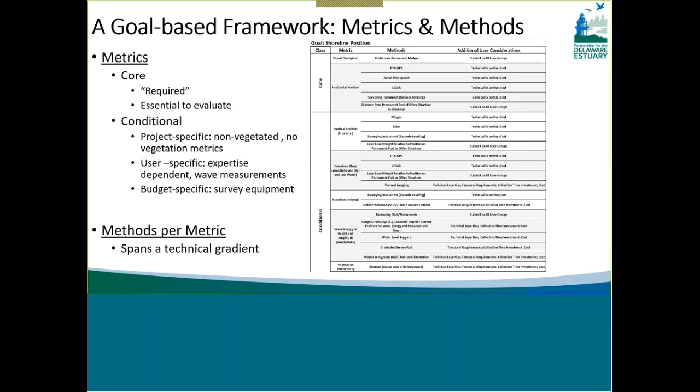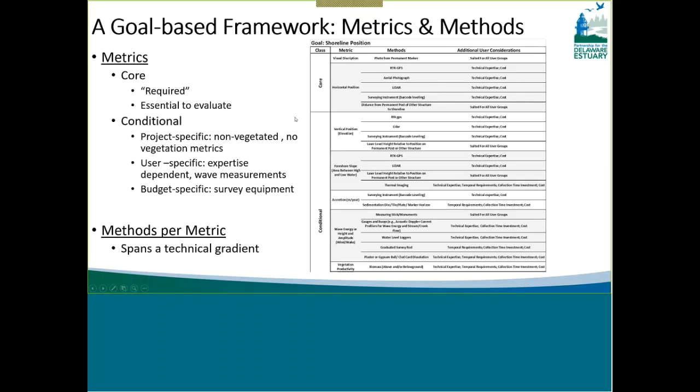And Allison mentioned those 3 goals that this document deals with earlier. Shoreline position, which is our fancy way to say erosion control. There's changes in habitat. You might want to see some habitat uplift or some water quality uplift. And so for each one of those goals, it provides you with a couple of tables. And in those tables, and there's an example of the shoreline position one here, you'll see across this row, if you can see my pointer, there's different metrics and associated methods, user considerations, which will help you choose your methods, but there's also a couple different classes here, core metrics and conditional metrics.